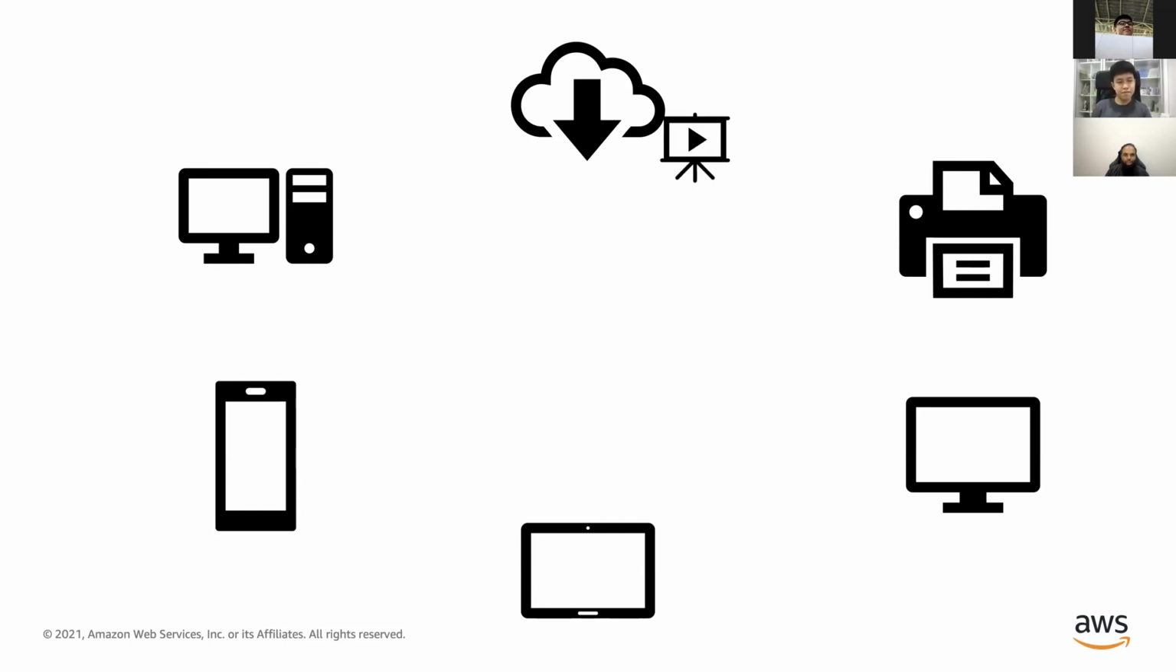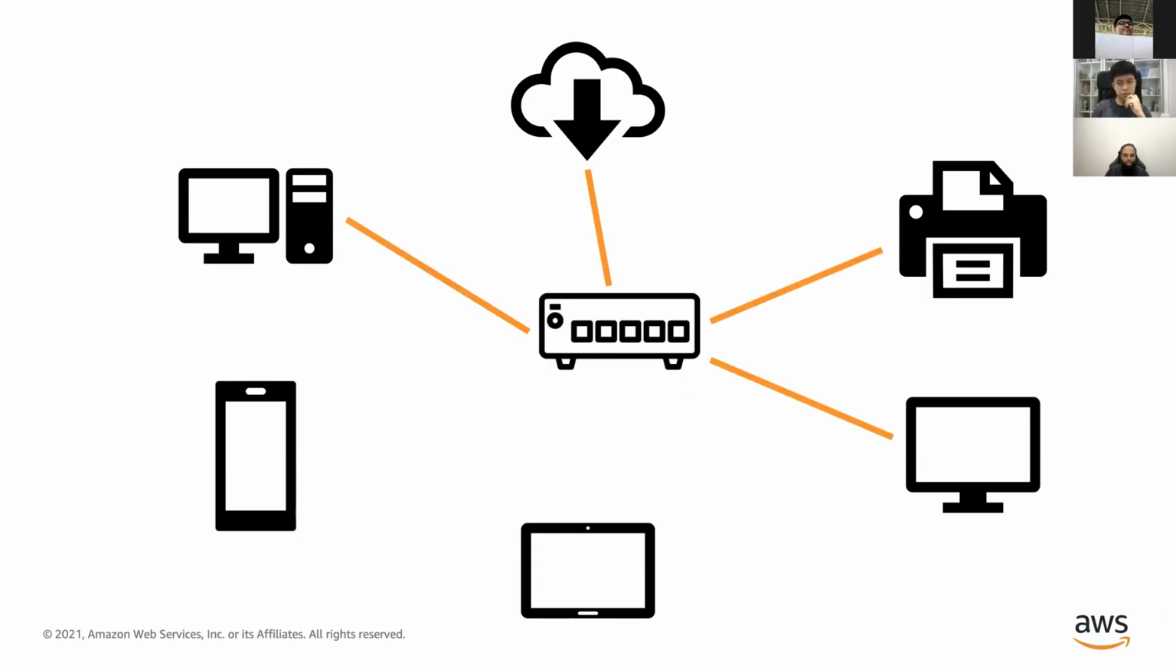You have maybe a computer sending a file to a printer. You're downloading a presentation or a video from the cloud into your mobile device. And you have an email being sent from one PC to another PC. You will interconnect all of these things through maybe a switch or a router, depending on what kind of network you are on, right? Something needs to always route these things across.